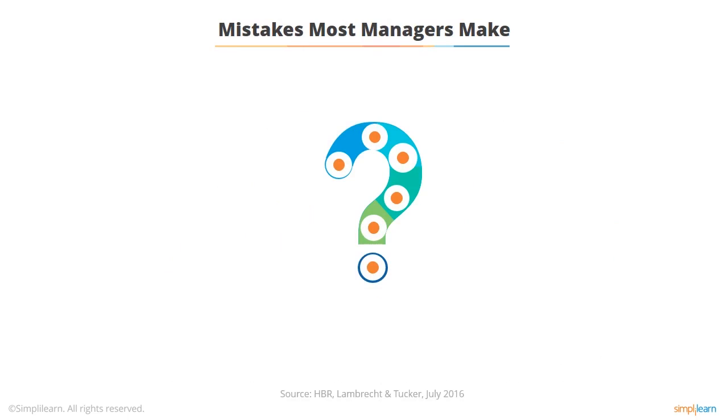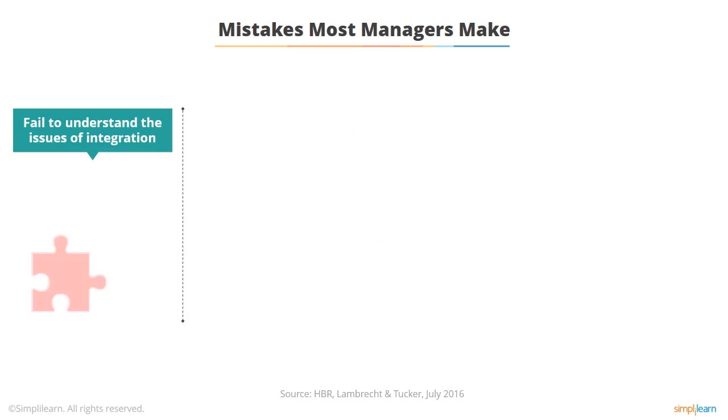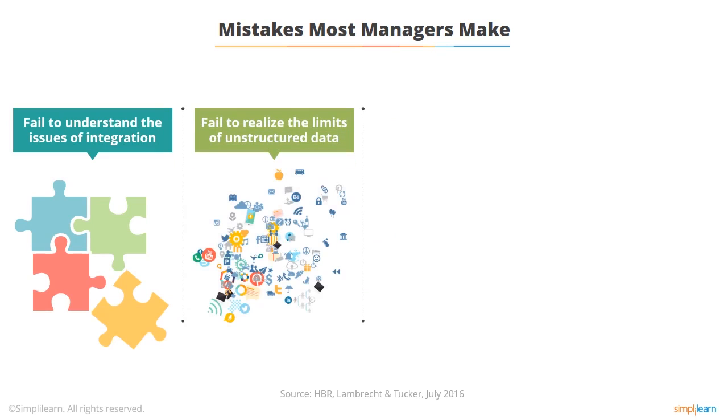So what are some of the mistakes that we see most often when it comes to digital analytics? One of those is failing to understand the issue of integration, the data collection itself, the tagging, as we call it, or integrating data from the website with other data sources. It takes a lot of time. It is complex. Failing to realize the limits of unstructured data, or we could even just say fail to realize the limits of data in the first place.